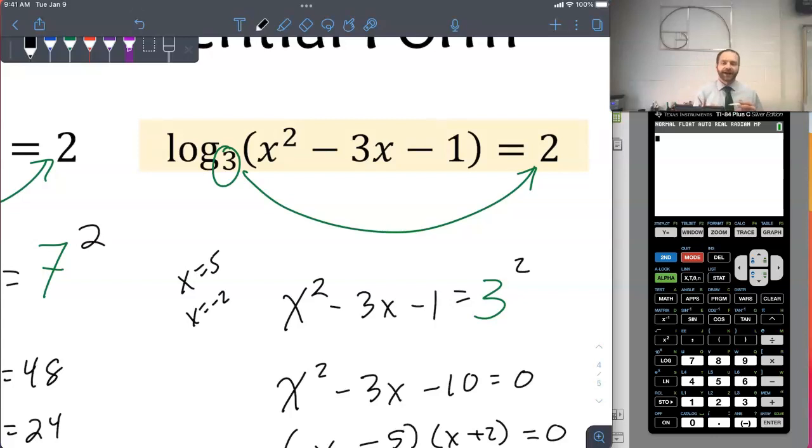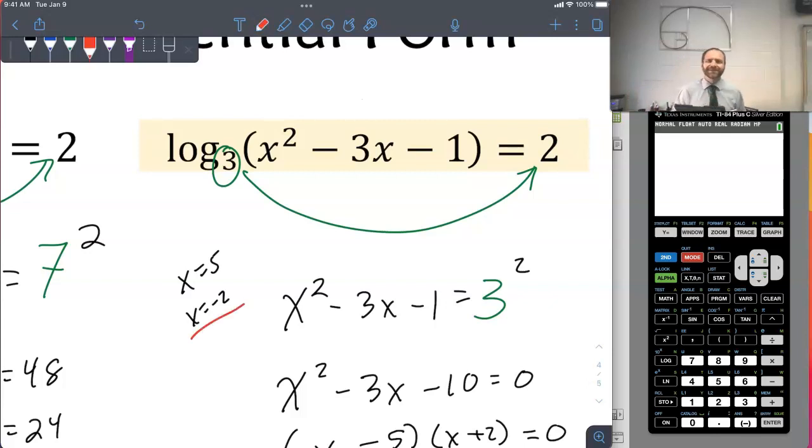If I plug in 5, I'm going to get 25 minus 15 minus 1. Do I get a positive number? Yes. By the way, what number do I get? 25 minus 15 minus 1 is 9. What power of 3 gives me 9? 2. How many powers of 3, by the way, give you 9? Just 1, right? 3 squared is the only way to get 9 from 3. That's interesting. Now, why am I asking that? Well, I'm asking that because of this.